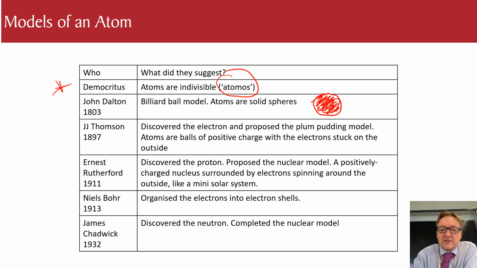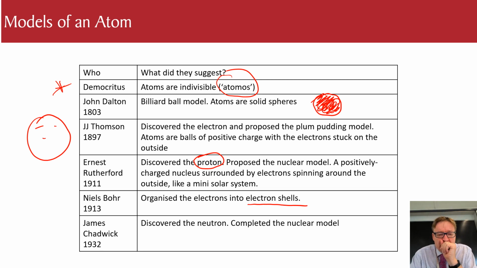J.J. Thomson came up with the principle that it was something called a plum pudding, and I'm going to show you a picture of that in a minute. Rutherford also came up with some of the most important things: he discovered the proton. He also discovered that the nucleus was charged and the electrons were around the outside. Niels Bohr organised the electrons into shells, and then James Chadwick, excuse me, discovered the neutron.